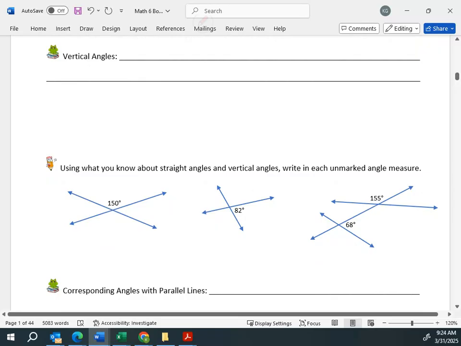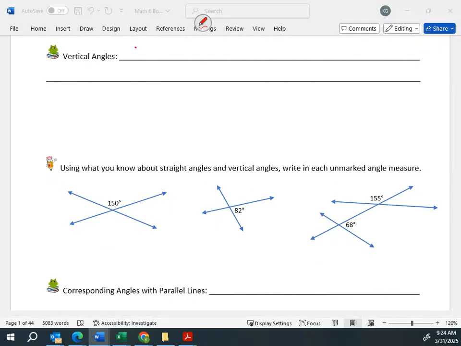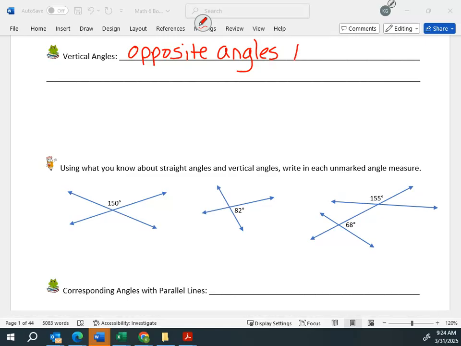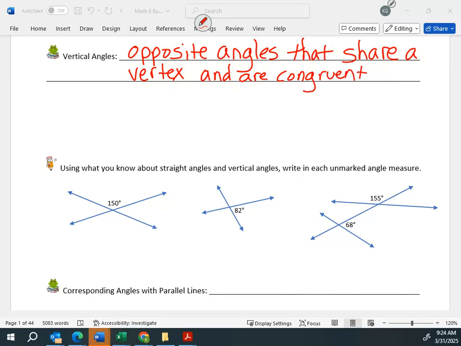But the vertical angles are opposite angles that share a vertex and are congruent. What does congruent mean? Who remembers? Kylie. The same thing. The same measurement. So if they are congruent, they have the same measurement.